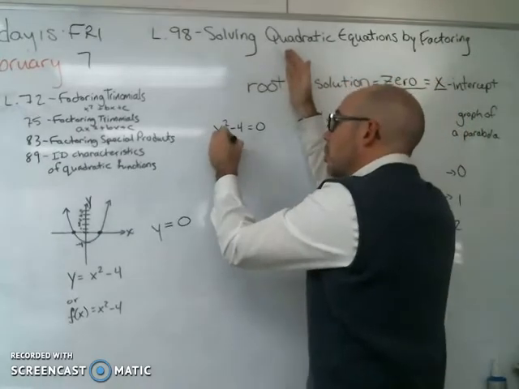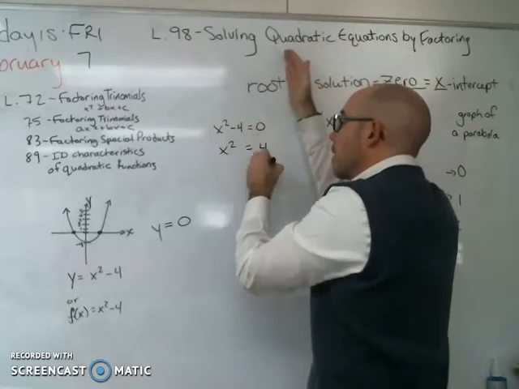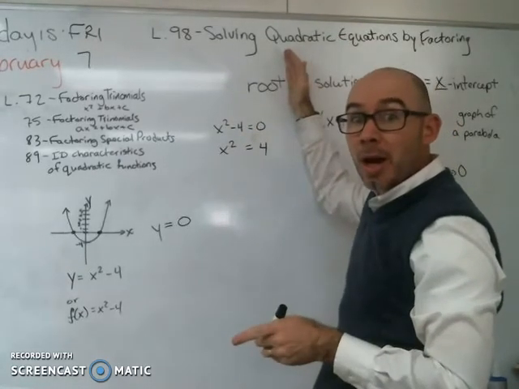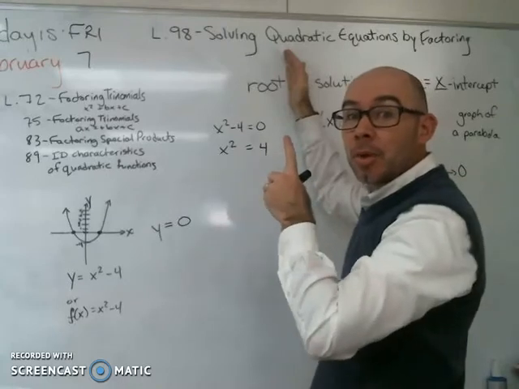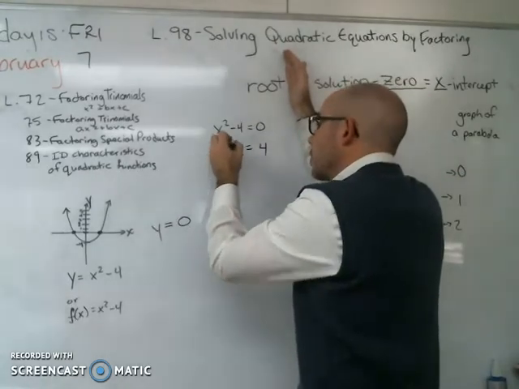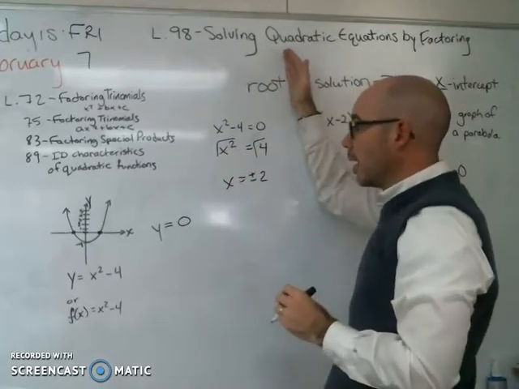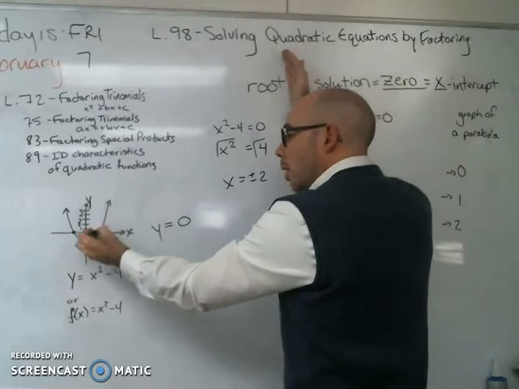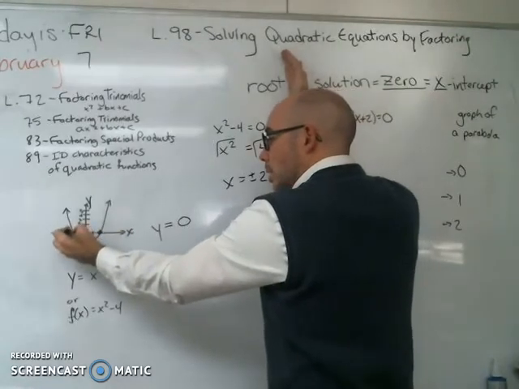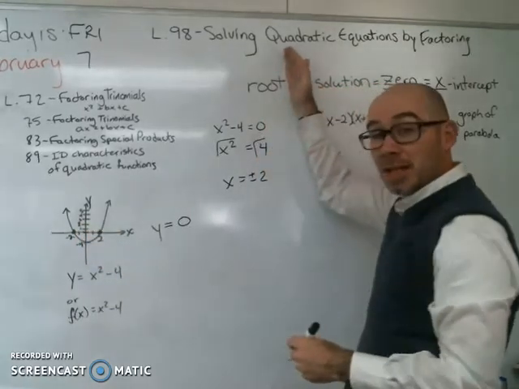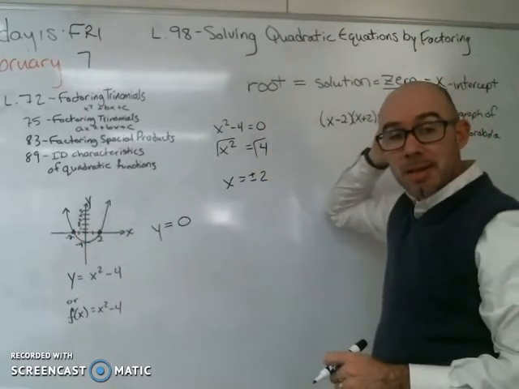Solving this problem, we would go like this. Add 4 to both sides. And now what do we do to finish it off? We have to take the square root. Yeah. So if we take the square root of both sides, we'll get plus or minus 2. And lo and behold, when x is 2, or when x is -2, in this particular problem, that's the place where this thing crosses the x-axis.